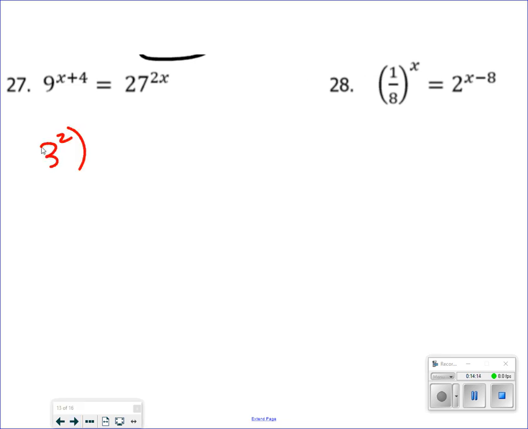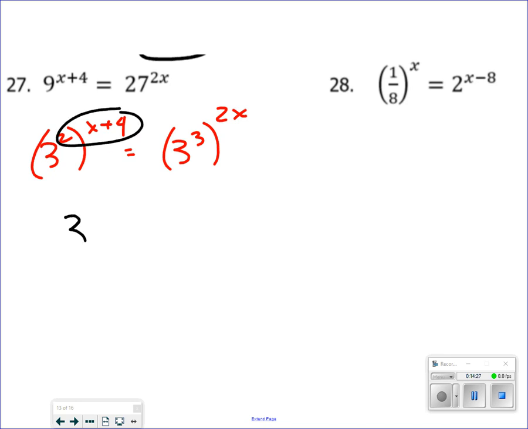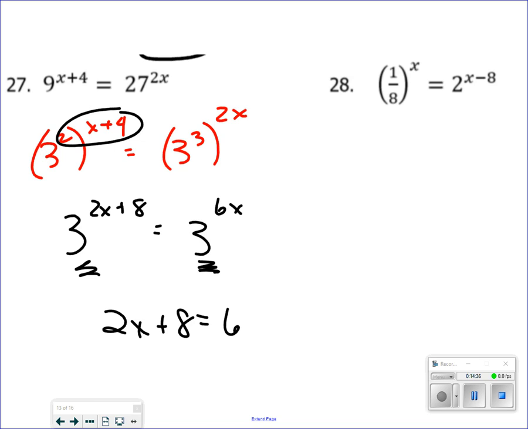3 to the 2nd. I'm going to change the 9, breaking it down into something that's smaller. 3 to the 3rd. I'm going to break 27 down into something that's smaller. Power to a power, I multiply the 2 powers together. Once the bases are the same, solve the exponents. So I'm going to subtract 2x and divide by 2. X is equal to 4.